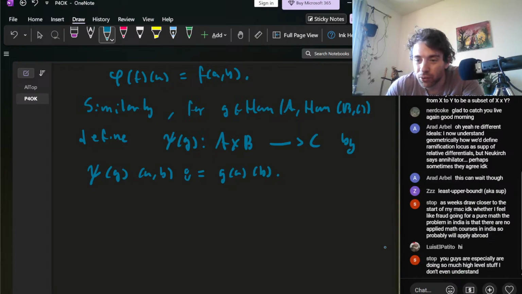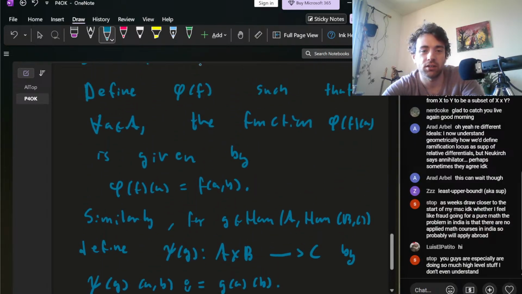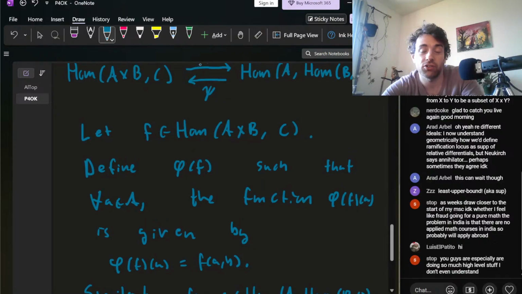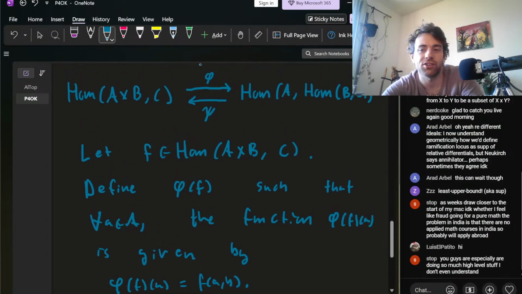I feel like a fraud for going for a pure math. The problem in India is that there's no applied math courses in India, so you'll probably apply abroad. Yeah, well, you know what? There was once upon a time, other people were doing such high-level stuff that I couldn't understand. And there's still high-level stuff that I can't understand, but less of it than there used to be.